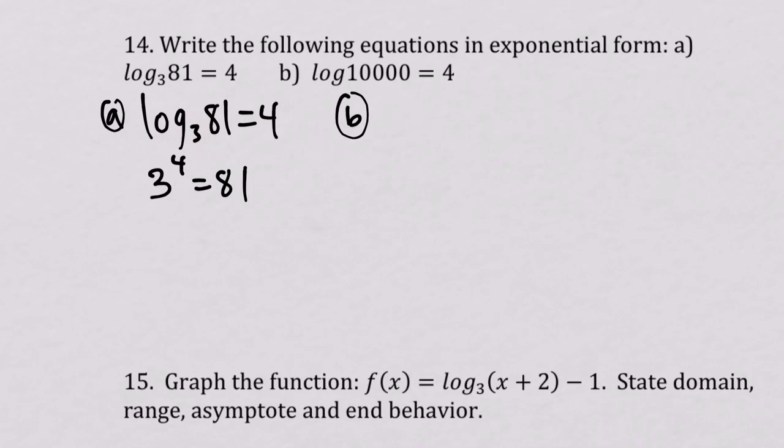And then B. The base of this one is not written there, which means what? It's 10. This is the common logarithm. If the base is not written, it's 10. Unless it says ln, which means a natural log, which means that the base is e. So in this one, the base is 10. So 10 to the power of 4 equals 10,000. There you go.